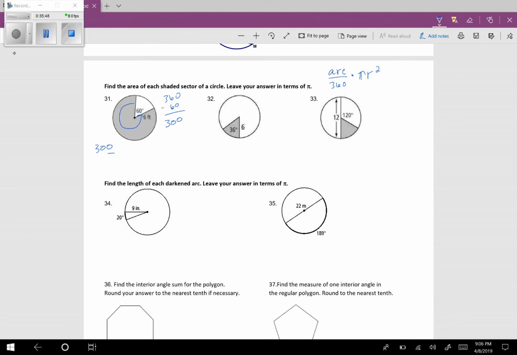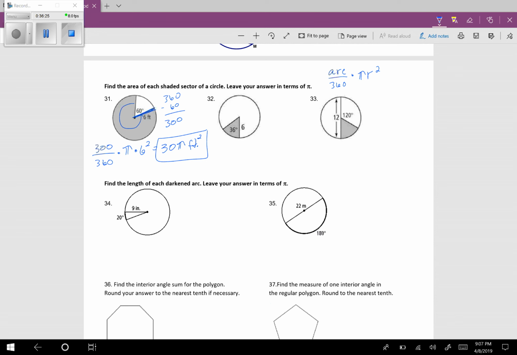So we got 300 out of 360 times pi. Now we need r squared. Okay, our radius is 6, so 6 squared. Now to leave your answer in terms of pi, type everything into your calculator except for pi. So do 300 divided by 360 and multiply that by 6 squared. And when you do that, you'll get 30, but we have to put the pi on. So it really comes out to be 30 pi, and then it's feet squared.